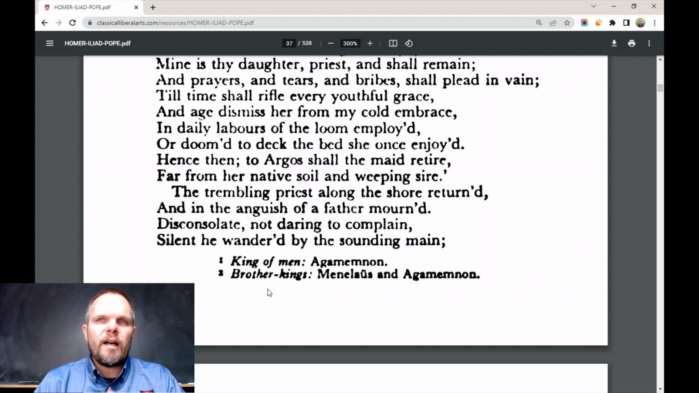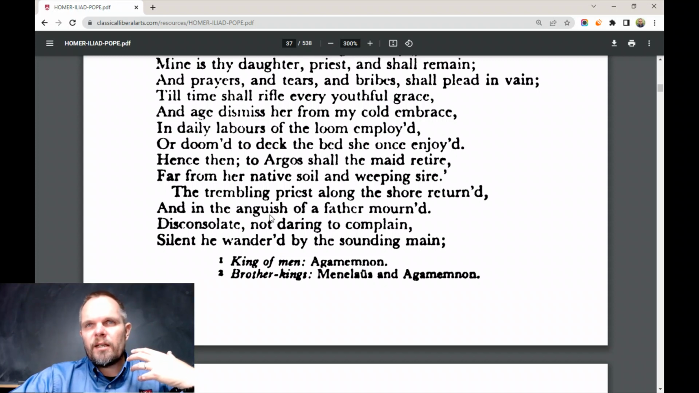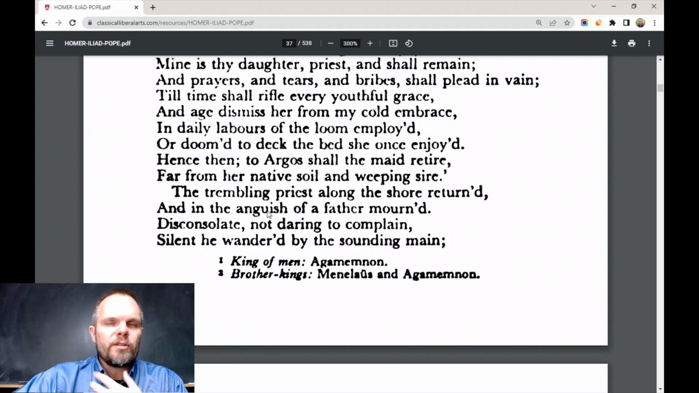Disconsolate," that means unable to be comforted. "Disconsolate, not daring to complain, silent he wandered by the sounding main." And the main refers to the sea. Main is another name for the sea. So he's walking along the shore, trying to get away from Agamemnon because Agamemnon has threatened him. And he's disconsolate, in anguish, mourning, trembling. You can see all of this emotion that Homer's communicating here in the poem as this disgraced, suffering priest and father goes off without his daughter.